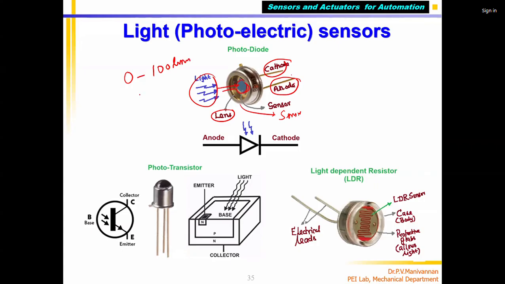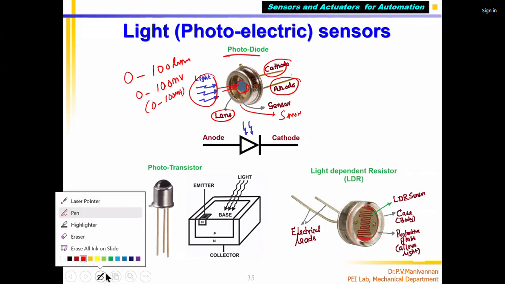Then the output may produce 0 to 100 millivolts, for example. The photodiode will produce 0 to 100 millivolts. Generally, it produces current that will be converted to voltage. Basically, it will be 0 to 100 milliamps or something. Current is produced that can be converted into voltage. For understanding purposes, we always talk in terms of voltage. This is how it works.